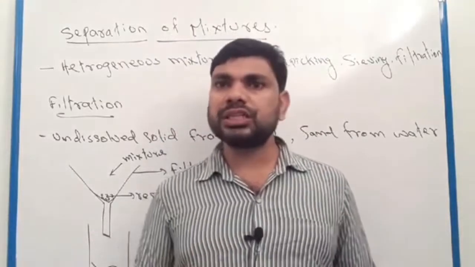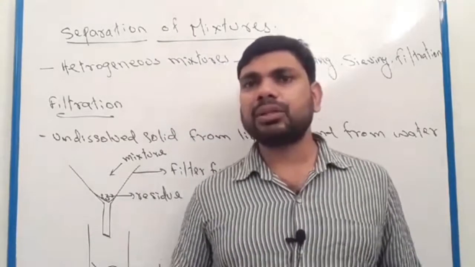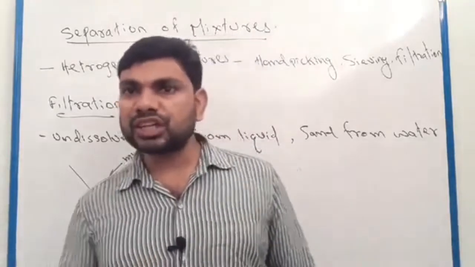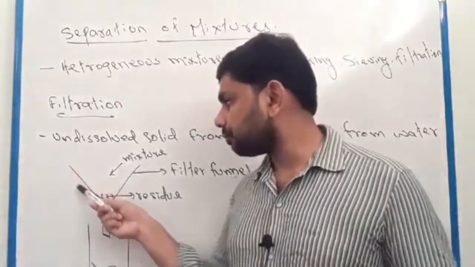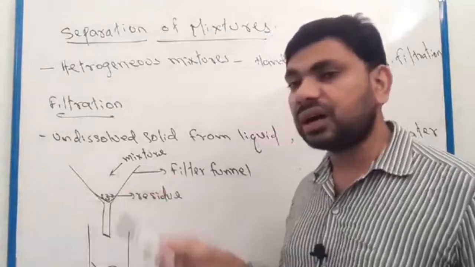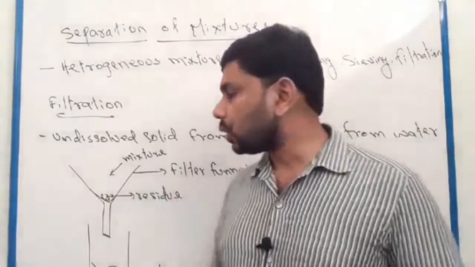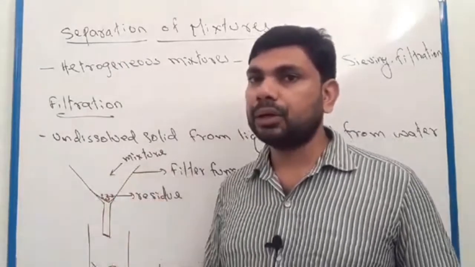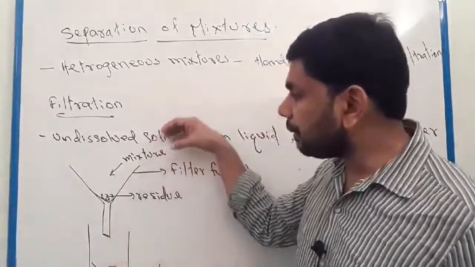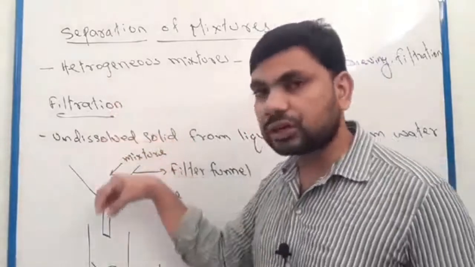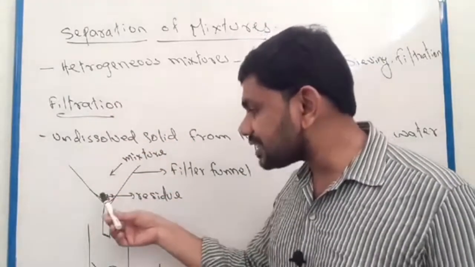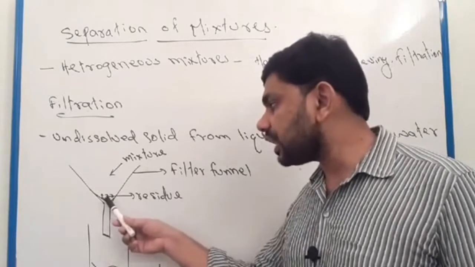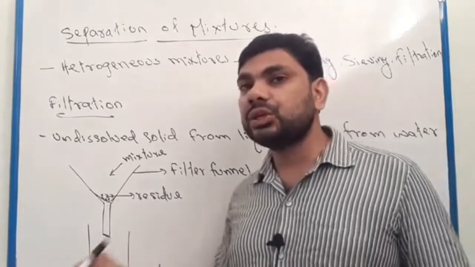I told you heterogeneous mixture, for example sand in water, we can separate by filtration. For filtration we will use a filter funnel. We will use this type of funnel. This is called a filter funnel. On the top of the filter funnel we will keep filter paper. Okay, and we will put the mixture from the top of the filter funnel. All solid will stay over here, only liquid will come down. The solid which stays on the top is called residue.